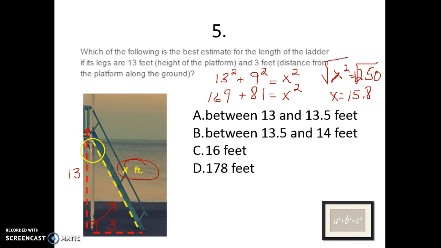We don't want it to fall down here somewhere and not make it and have to like jump the rest of the way to get on that ladder. So having it between 13 and 13 and a half feet, that's not going to work. Having it between 13 and a half and 14, no, that's not going to work. 178 feet, whoa, that's a bad answer. That's really too big. So we're going to make it about 16 feet.